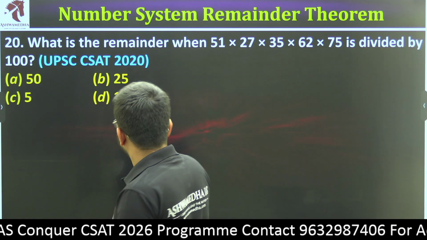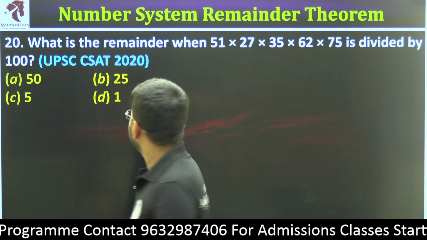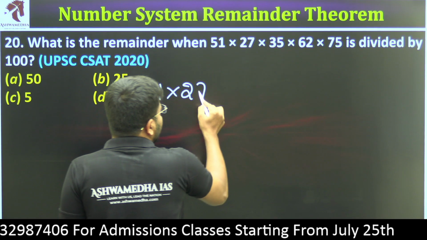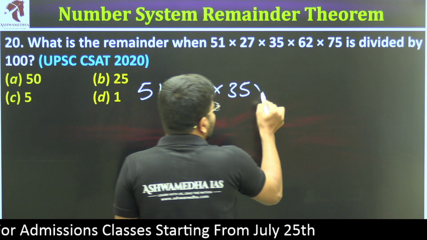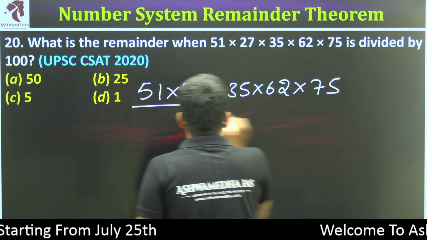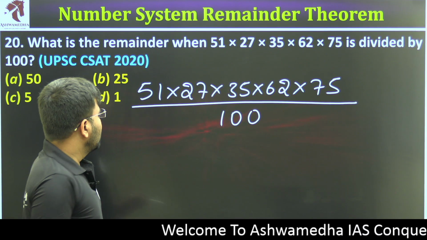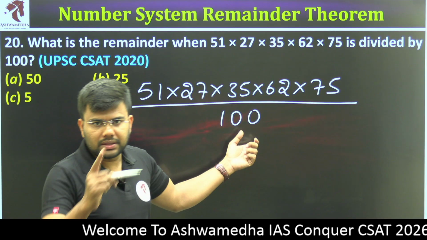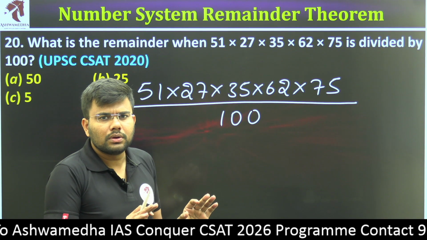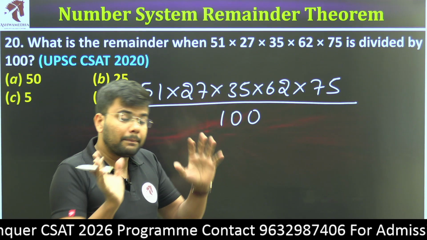Okay, one more question, a 2020 question based on the cancellation factor. What is 51 × 27 × 35 × 62 × 75 divided by 100? See guys, 100 is a big number. Since 100 is a big number, it will be very difficult to apply the remainder theorem directly.